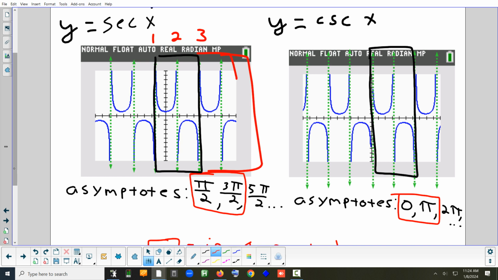And again, this is something I'm going to summarize for you in a table in a second. Pi over 2 and 3 pi over 2 are the first 2 positive asymptotes for secant. The way you can remember it is that they are the first 2 places cosine crosses the axis. 0 and pi are the first 2 asymptotes for cosecant. It's also the first 2 places where sine crosses the x-axis.